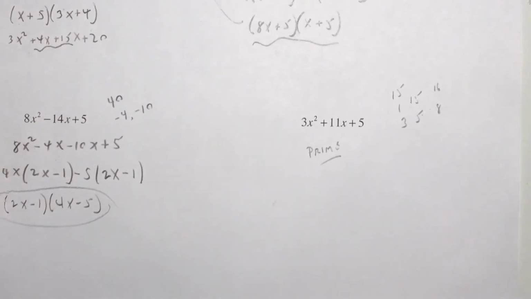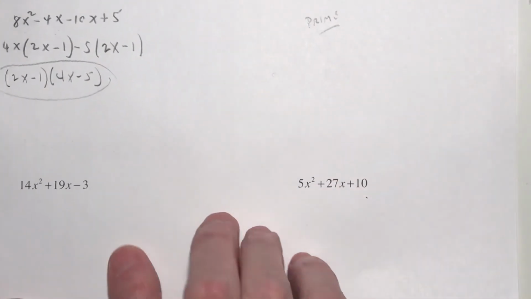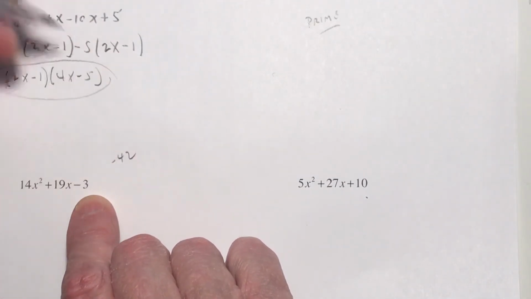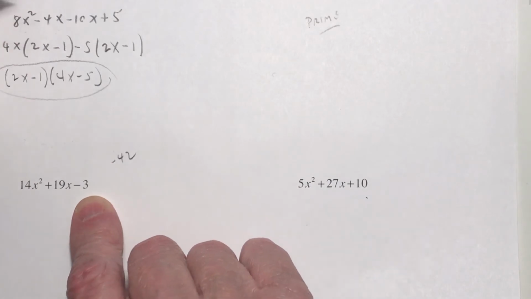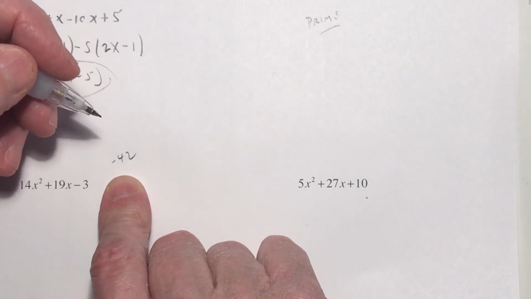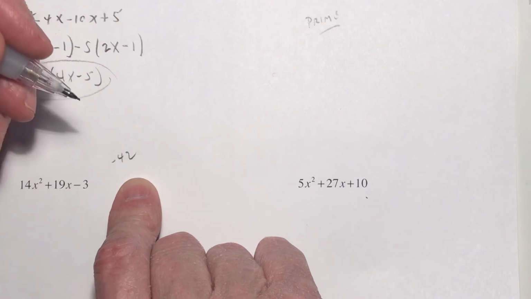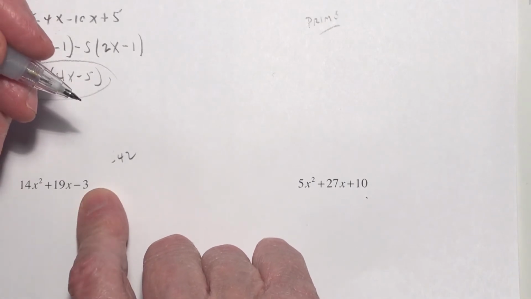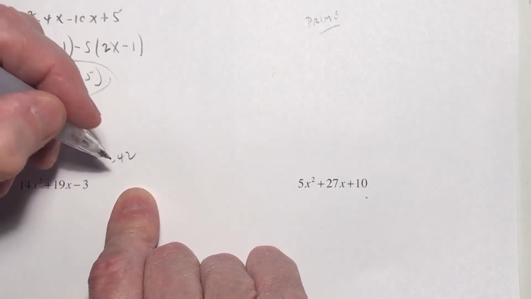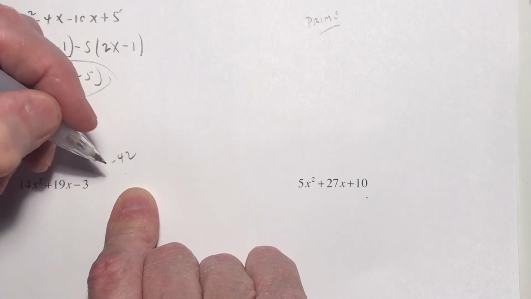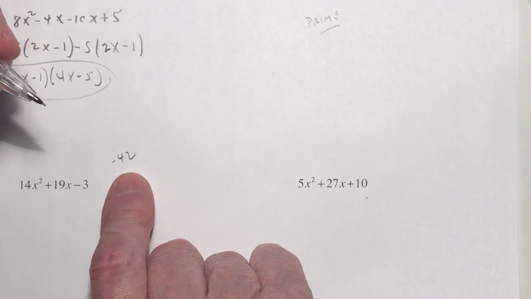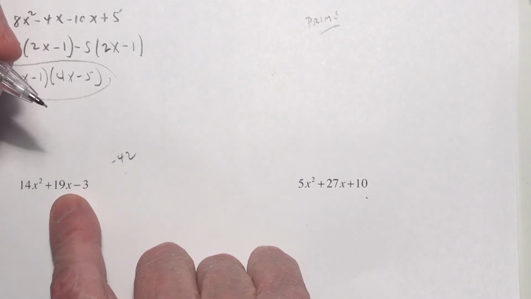Go down here. And this one now. 14 times negative 3, that's negative 42. And I want 19 from adding. I'm thinking, this is not easy, this one. I'm a little brain freezy here. Multiply out to negative 42, add up to 19.